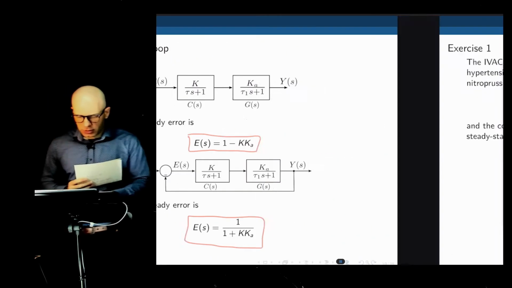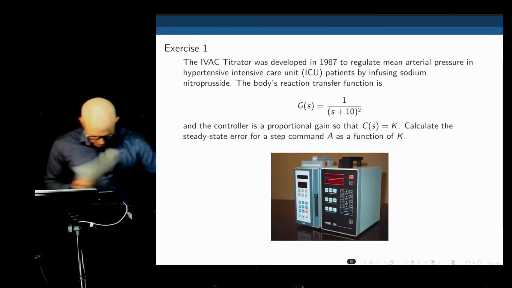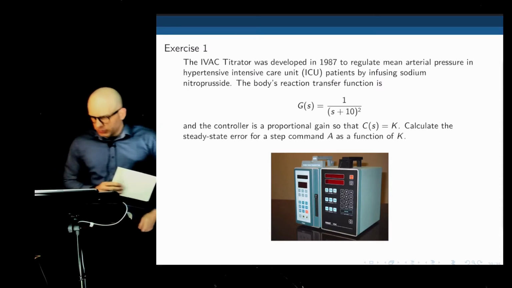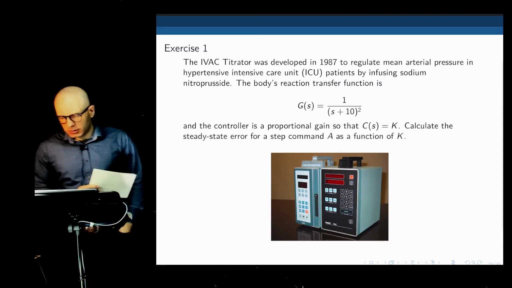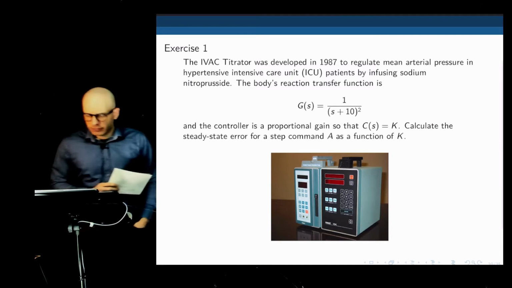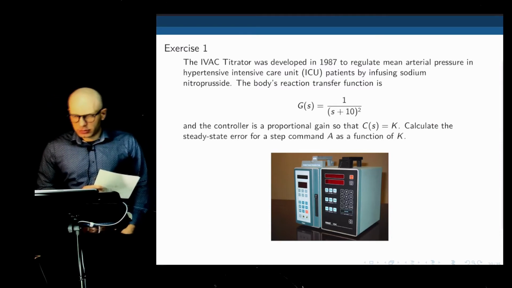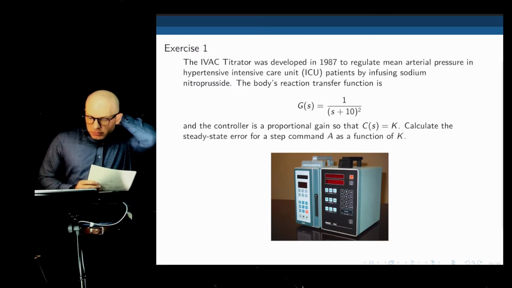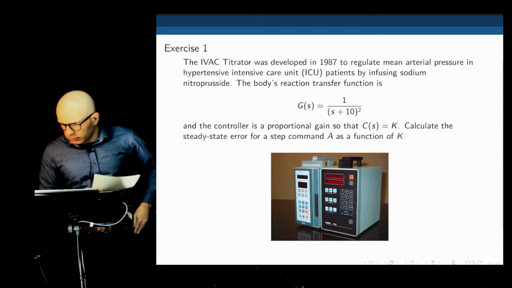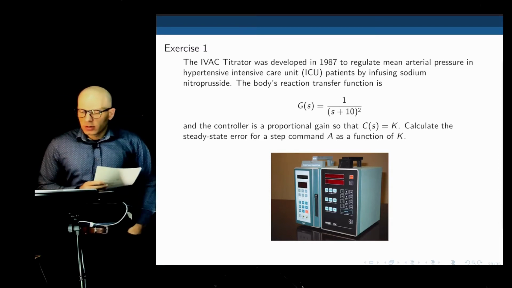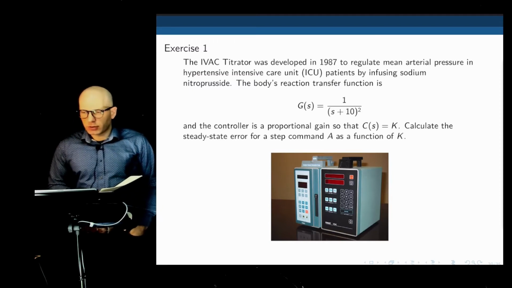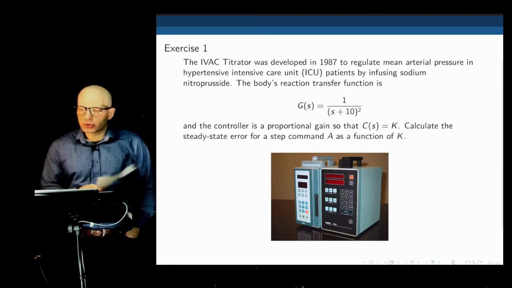No? All right, so let's do some examples that will help clarify this new concept. In this first example is a system that was developed in 1987, which is quite early, to regulate the arterial pressure in intensive care unit patients by infusing sodium nitroprusside. The body reaction's transfer function is given by this transfer function. And the controller is a proportional gain, so that the controller equals K.